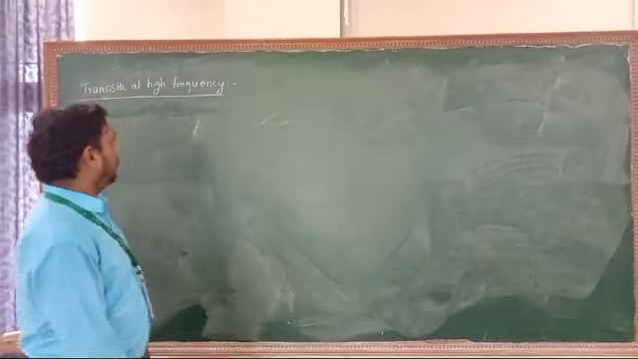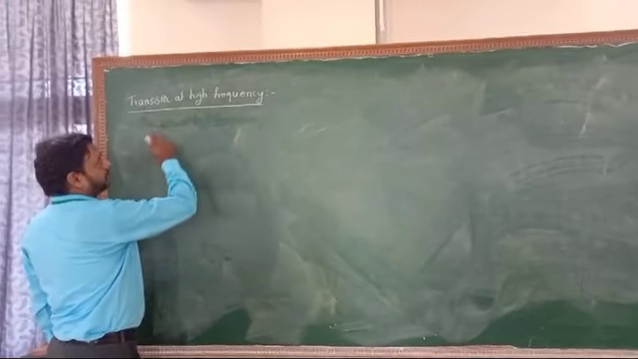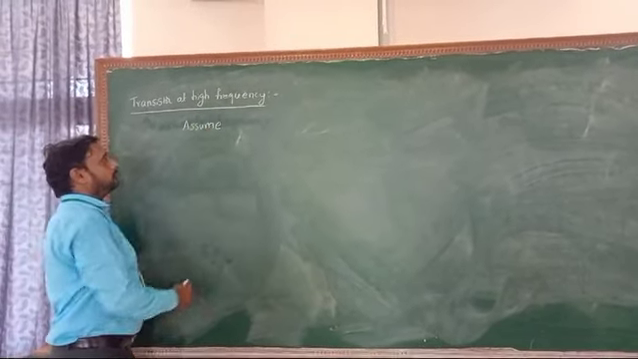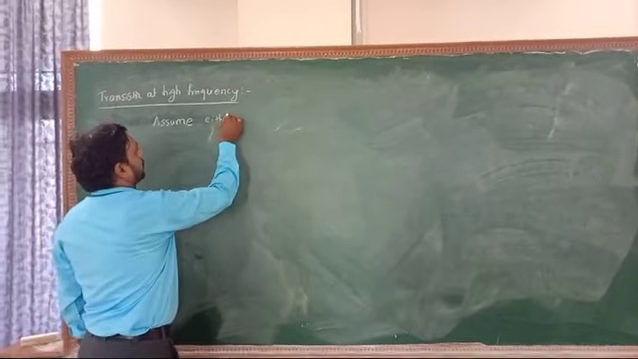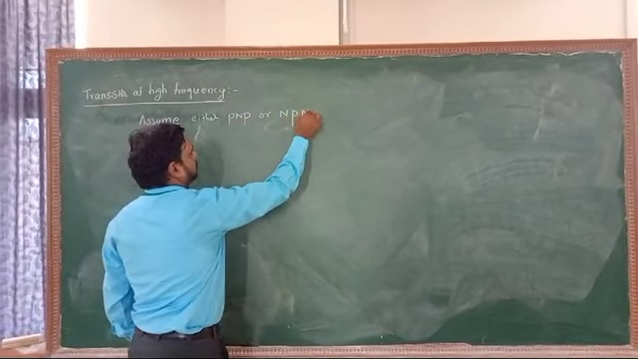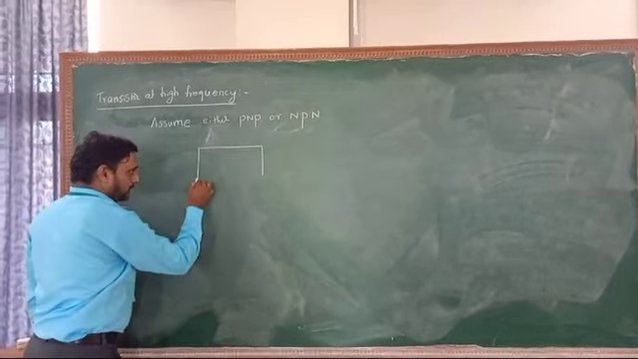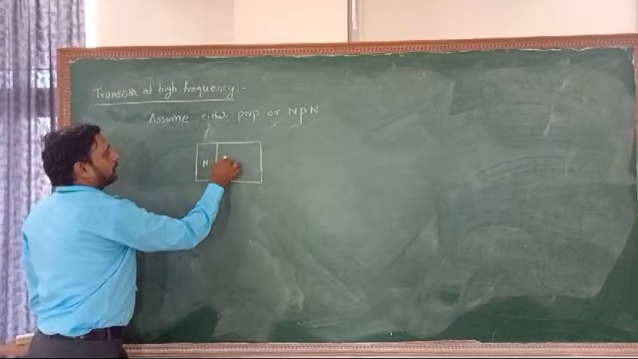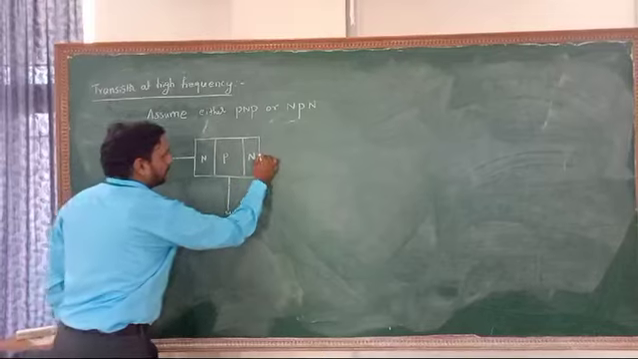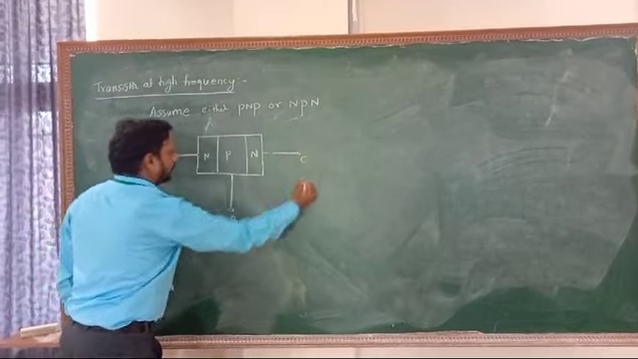Today we are going to discuss the transistor at high frequency. To analyze the transistor at high frequency, assume either a PNP or NPN transistor. If you see the construction of either a PNP or NPN transistor, we have three terminals. Those are emitter, base, collector.